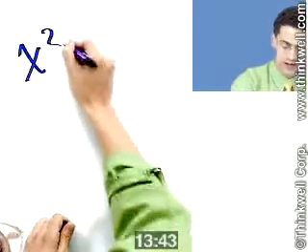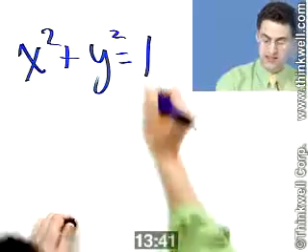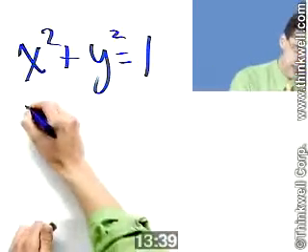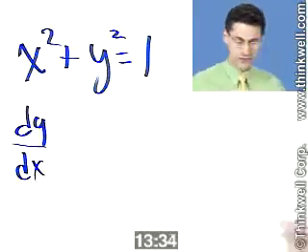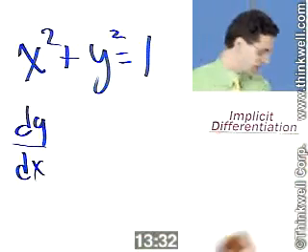Okay, but what about when you have functions that aren't functions? Like what if you have things that are relations? Like x squared plus y squared equals 1, like a circle. How do you differentiate that? How do you find dy dx there? Well, the answer is we use something called implicit differentiation. Implicit differentiation, how does that work?